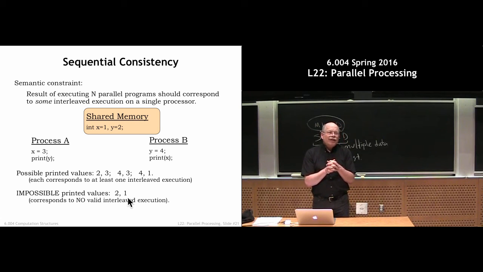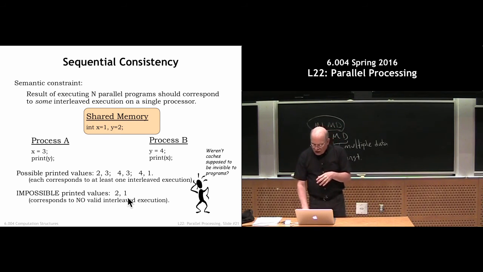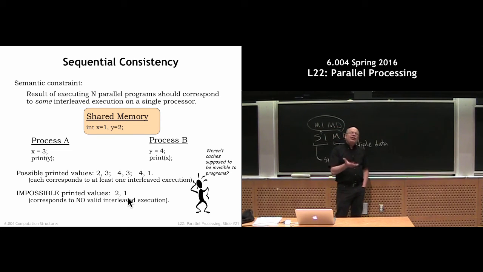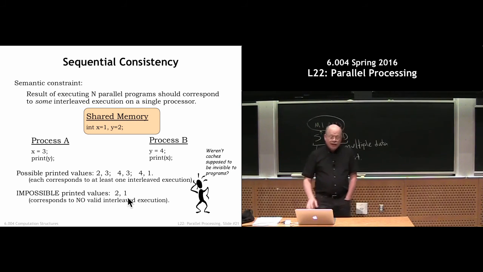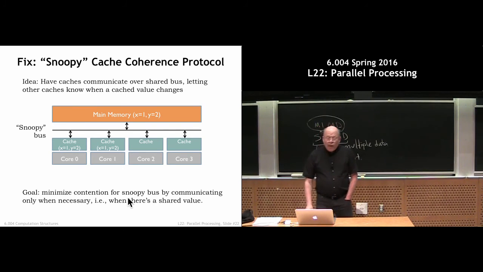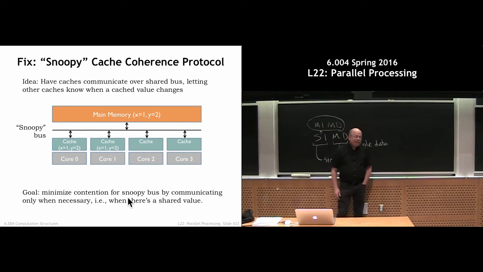Right, and so this is a little bit awkward. Caches are supposed to be invisible, but now they're changing what our programs are printing. So this whole notion of going to multiple cores and naively using caches has gotten us into deep guacamole. And what we're going to have to do is fix it.